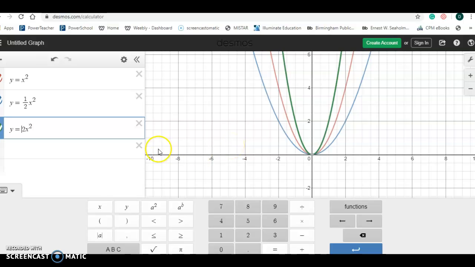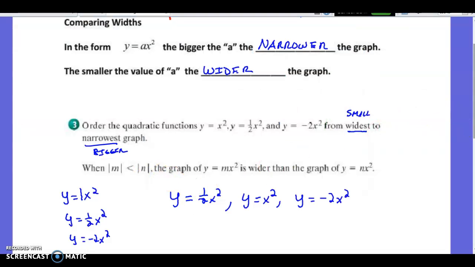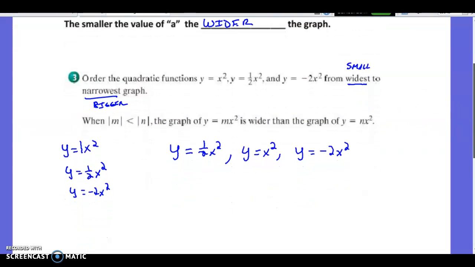So for this first section, really just being able to identify the vertex, and on here you can see the vertex is always going to be 0, 0 for these types of problems. Identify the vertex and be able to, based on your value of a, let me know which ones are wider or narrower and be able to put those in order. So that would be the first part of this section that we wanted to cover.